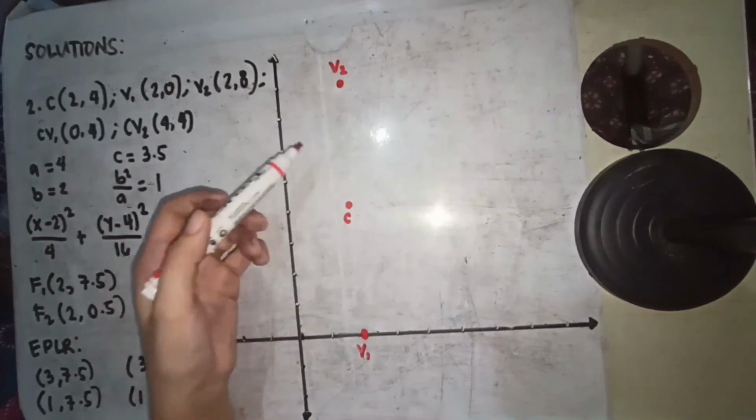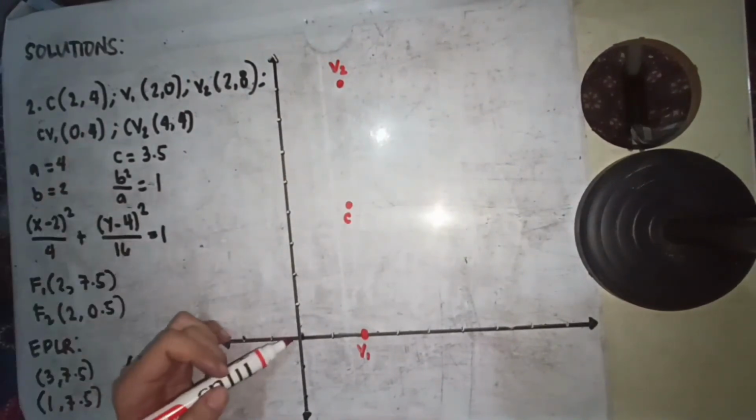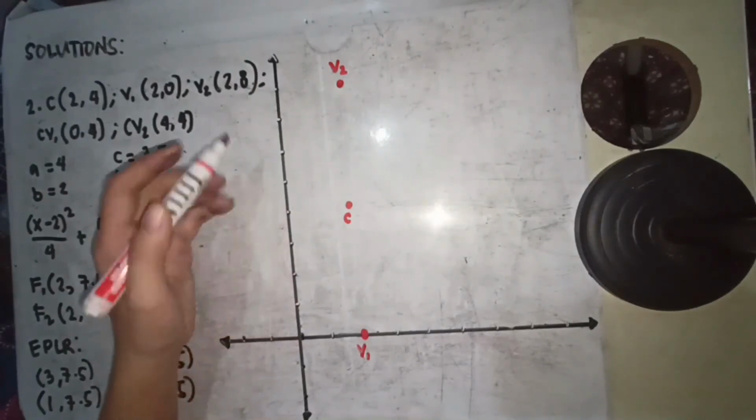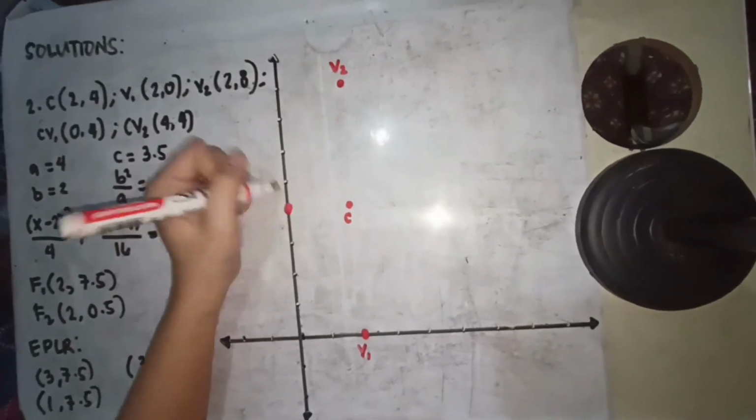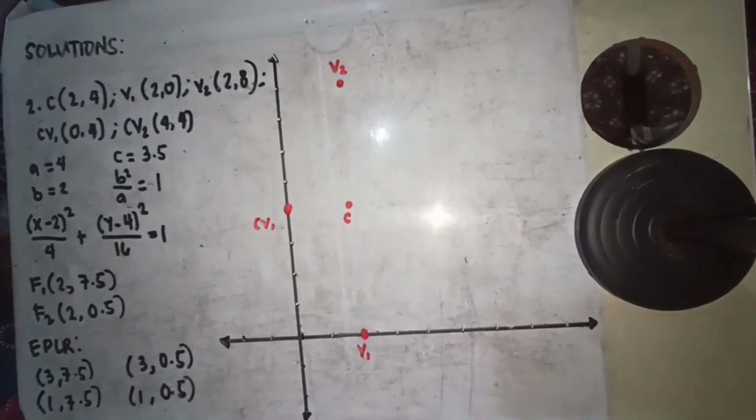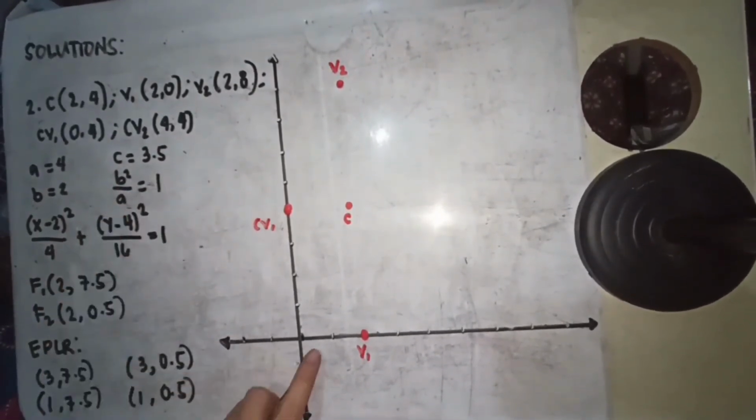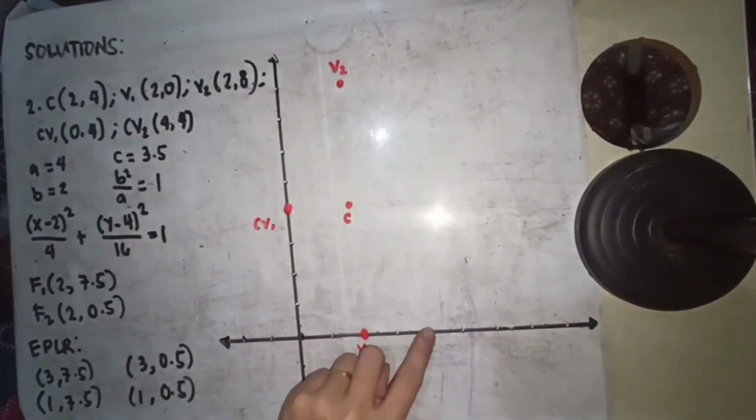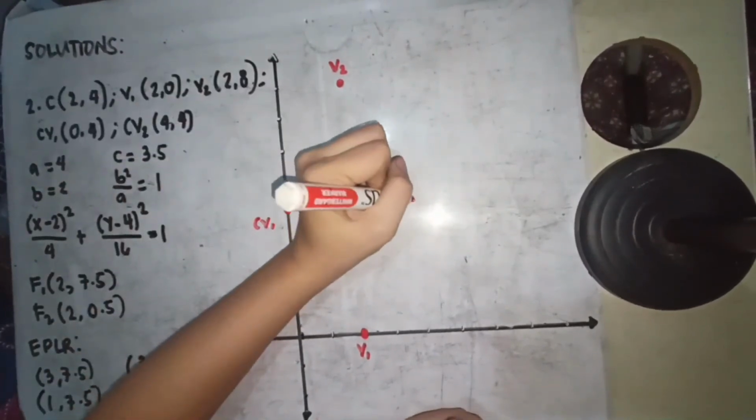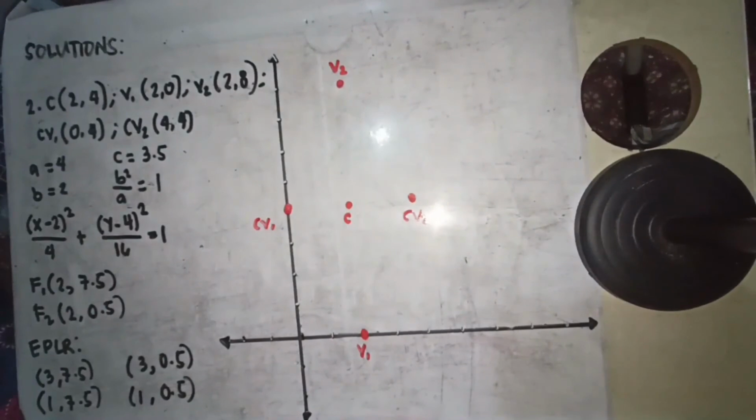Okay, naa na tayo center, vertex 1, vertex 2. Next, we have co-vertex, which is 0 and positive 4. So, x na 0, and then y na positive 4. So, 1, 2, 3, 4. Therefore, naa diri ang first co-vertex or CV sub 1. Next, we also have CV sub 2, that is 4 and 4. So, x na 4, 1, 2, 3, 4, and then 4 na y. Therefore, naa diri. Okay, this is our CV sub 2.